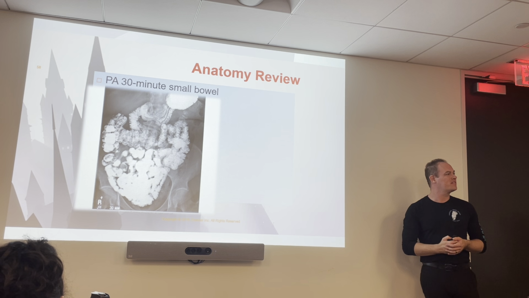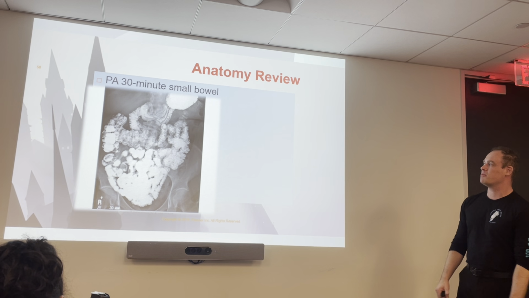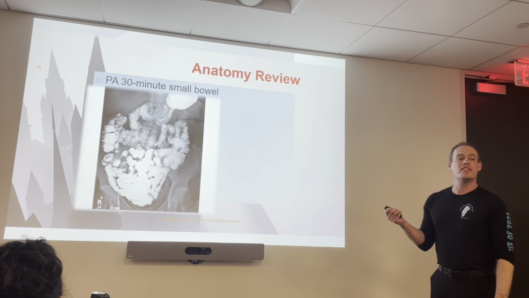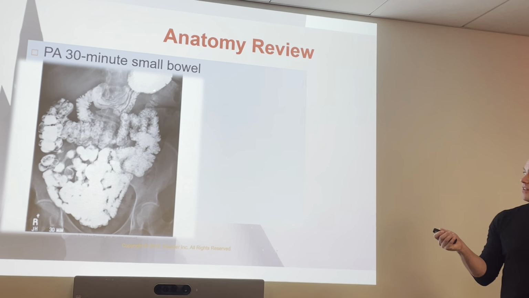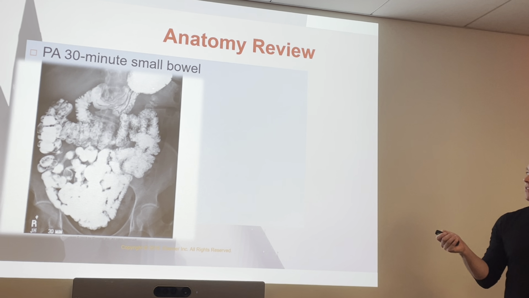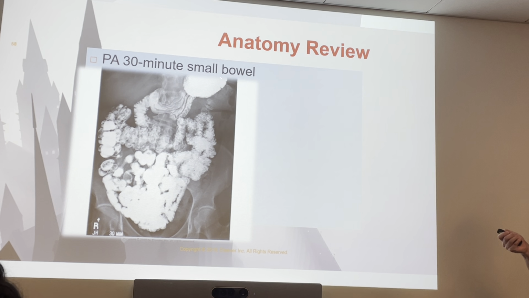Okay, so anatomy review. PA, 30-minute small bowel. What can we name on this image? Quite a bit, actually. Let's start at the top, guys. If I point where all this barium is sitting, what portion of the stomach is this? Pylorus? That is the bottom part. Look, here's the stomach. Look at the shape. So this up here is what? Fundus. This is the fundus.